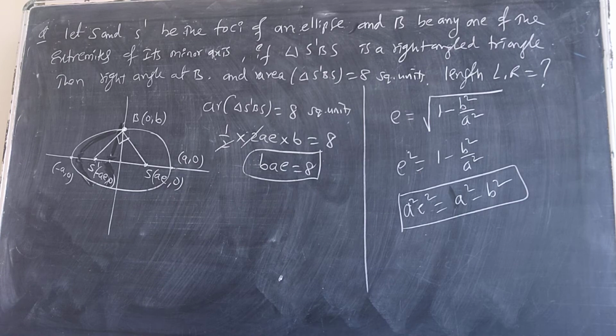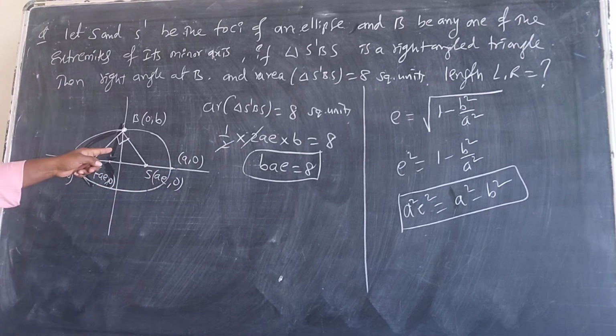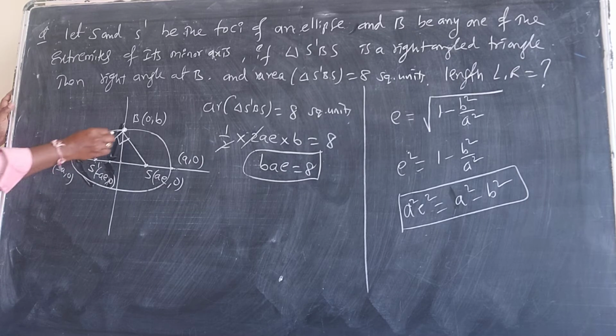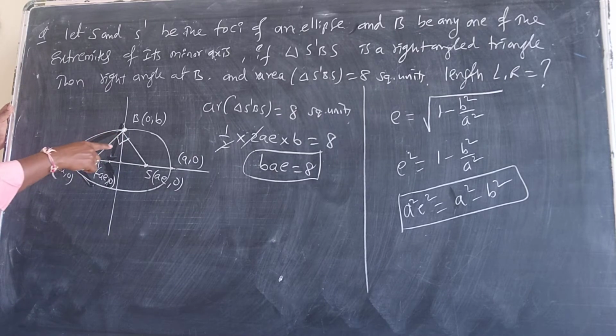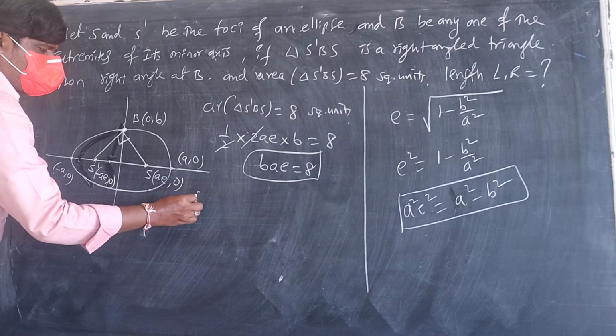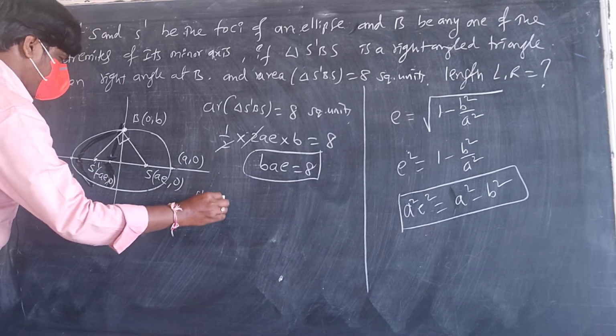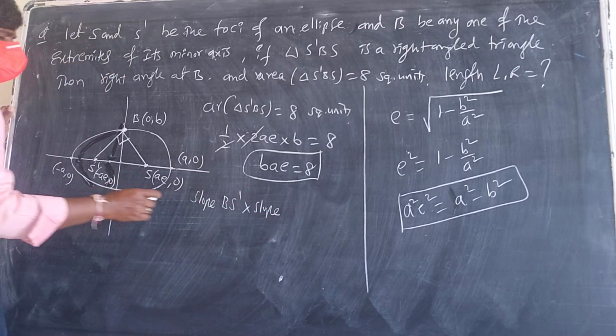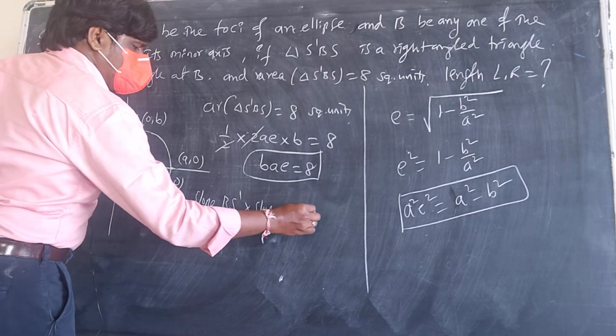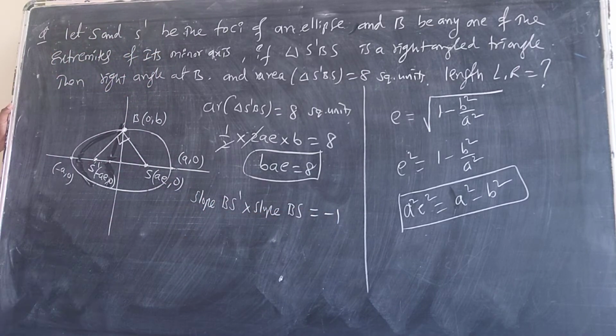Okay. So if these are right angle, right angle means the product of the slopes will be how much? Minus 1. The product of the slopes will be minus 1. You have this point, you have this point. So the slope of BC dash into the slope of BS dash is equal to minus 1. Right? What is the slope formula? y2 minus y1 by x2 minus x1.